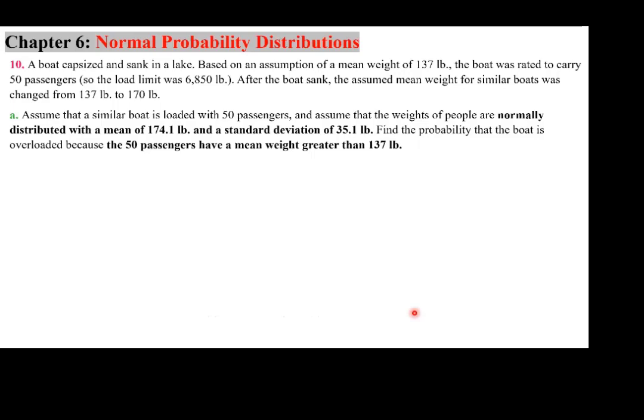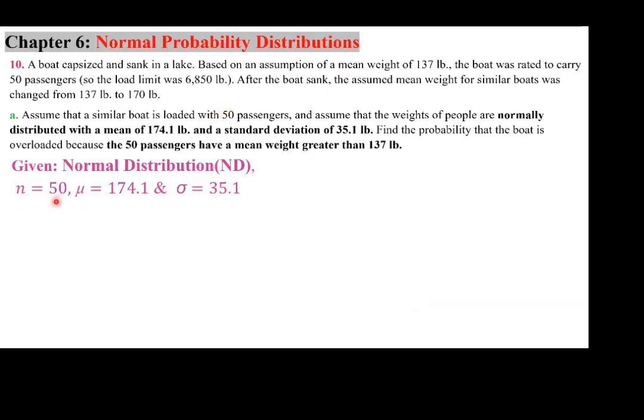Excellent. This is statistics at work. How do we put it to work? Here's an example of that. So with that being the case, what is given? As we read the question, we are dealing with a normal distribution. N is 50. Mu is 174.1 pounds and sigma is 35.1. We are interested in calculating the probability of x bar larger than 137.